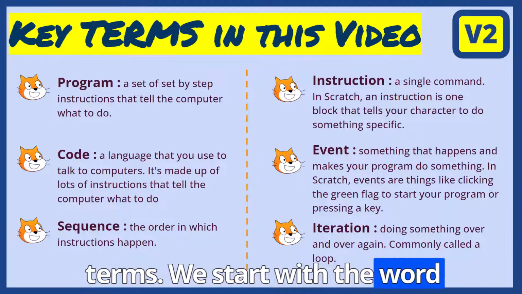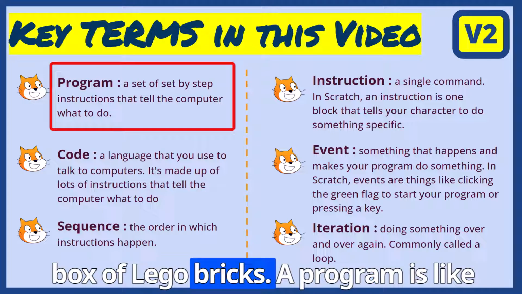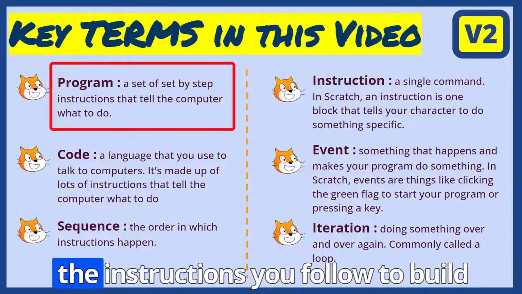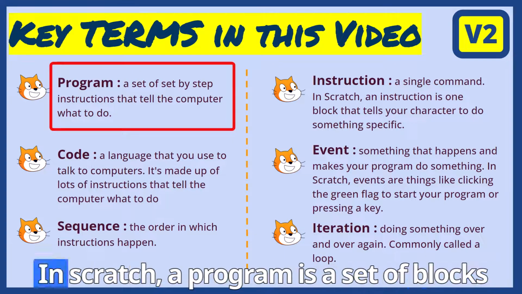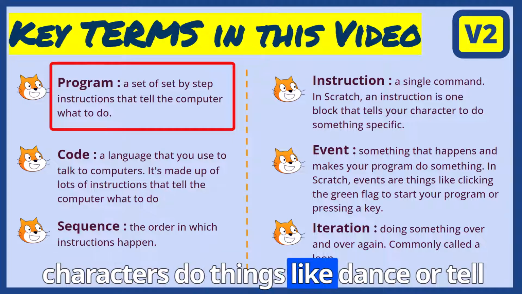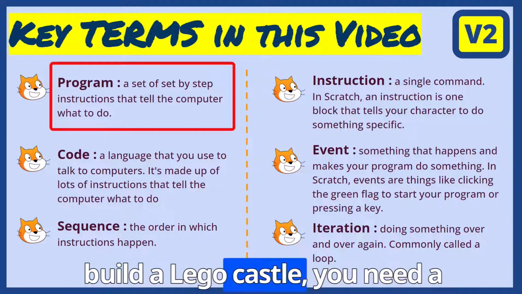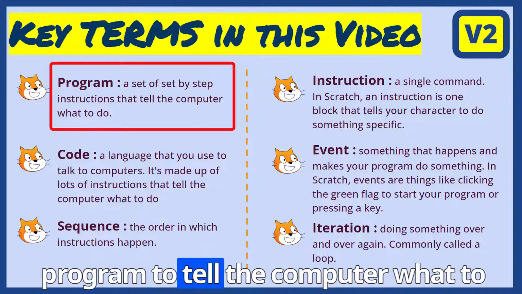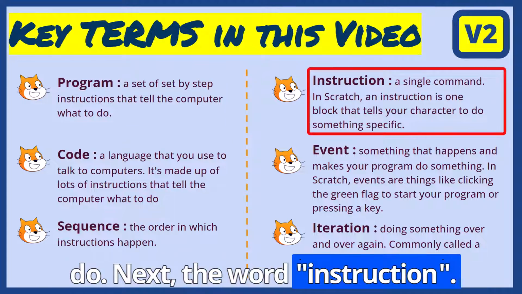We start with the word program. Imagine you have a big box of Lego bricks. A program is like the instructions you follow to build something amazing with those bricks. In Scratch, a program is a set of blocks that you snap together to make your characters do things, like dance or tell a story. Just like you need a plan to build a Lego castle, you need a program to tell the computer what to do.